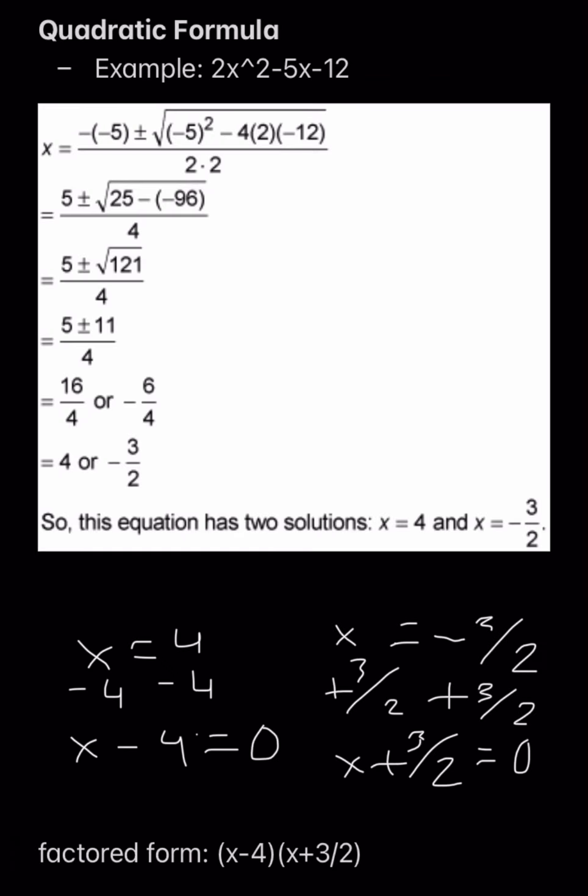Finally, you can factor using the quadratic formula. I plugged this example into the quadratic formula and I got two solutions, x equals 4 and x equals negative 3 over 2. But that's in zero form. In the bottom, you can see that I made it into factored form, so the factored form is x minus 4 and x plus 3 over 2. I did that by having it set to 0 and reversing that.